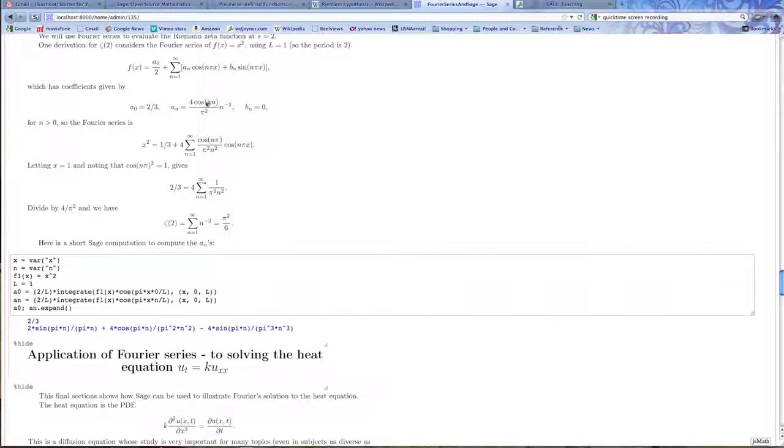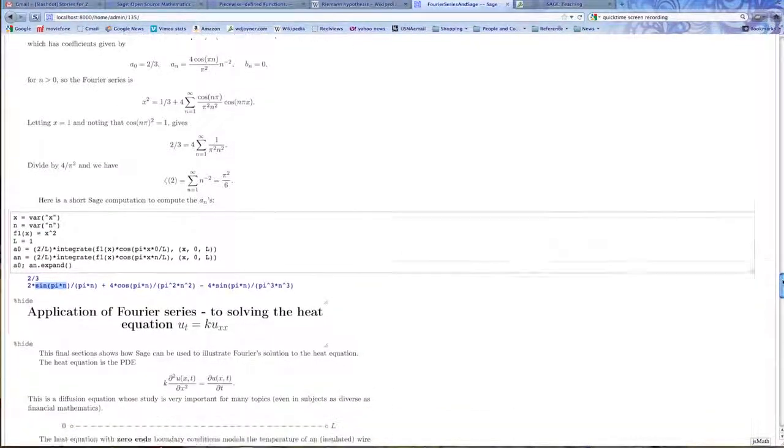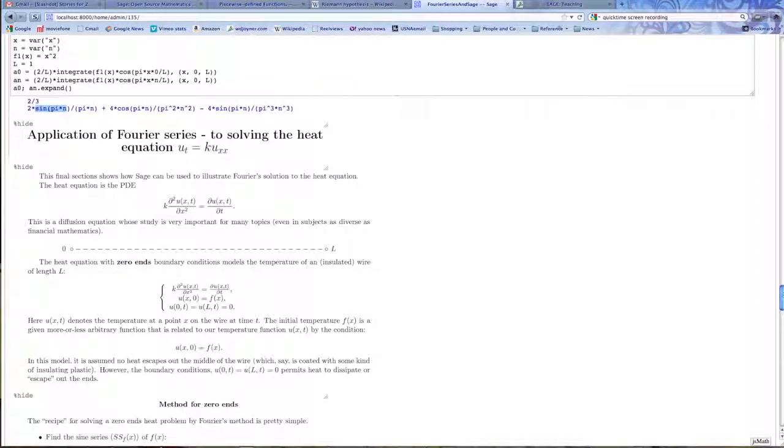Here's a real quick derivation of an. The formula for an is here, and you can use SAGE to compute those integrals, and you can see it's right there. We've got cosine n pi here, which is 0, and sine n pi, excuse me, there, and those are zero. So we just recover this formula here. So SAGE can be used to do that calculation.